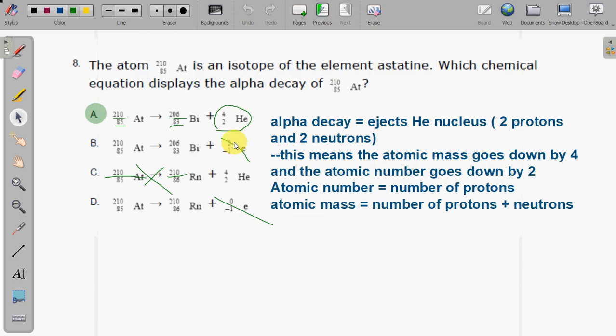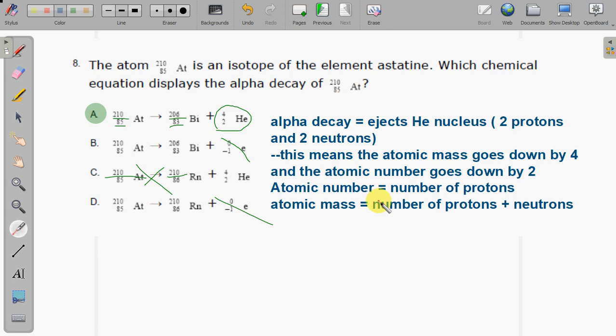All right, and this one, we kind of skipped this chapter. The atom of astatine has a mass of 210 and an atomic number of 85. Remember, the top number is the mass. Sorry, I can't write with a mouse. Just hopefully you're following along. So the top number is the mass. The bottom number is the atomic number. It's an isotope of astatine. Which chemical equation displays the alpha decay of astatine 210?